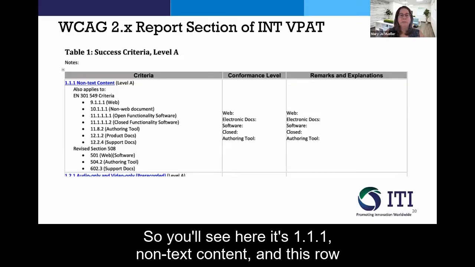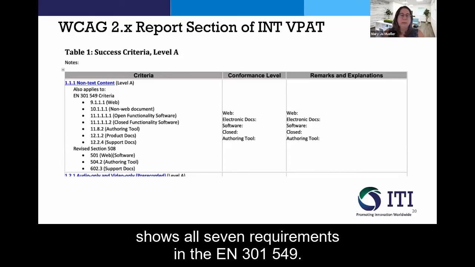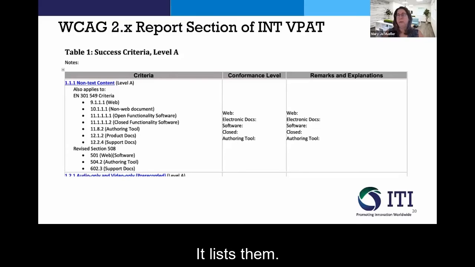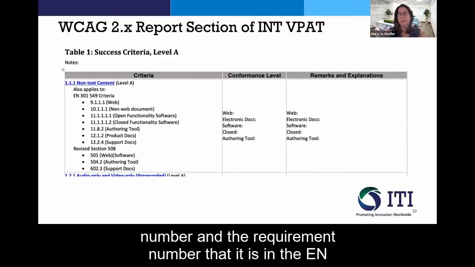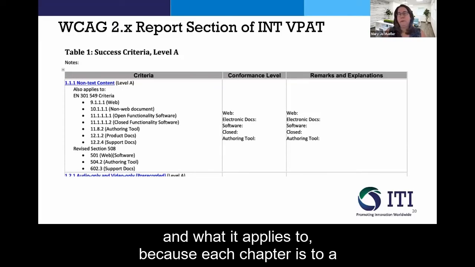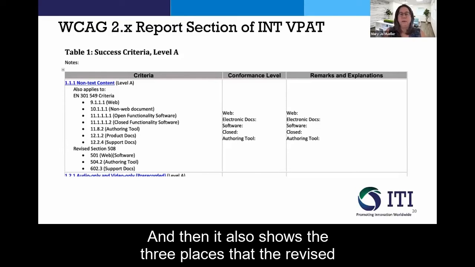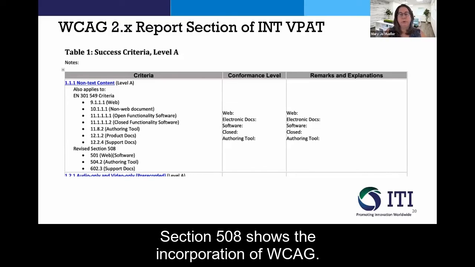So you'll see here it's 1.1.1 non-text content, and this row shows all 7 requirements in the EN 301 549. It lists them and gives the chapter number and the requirement number that it is in the EN, and what it applies to, because each chapter is for a different technology. And then it also shows the 3 places where the revised Section 508 shows the incorporation of WCAG.